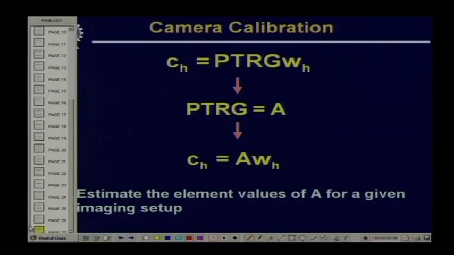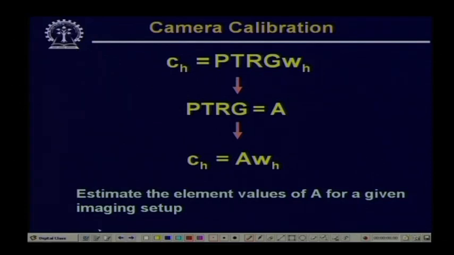Now, let us see how we can estimate these values of the matrix A. So, here you find that we have this matrix equation, which is of this form, that is C h is equal to A into W h.